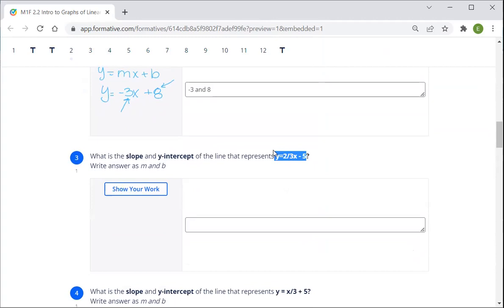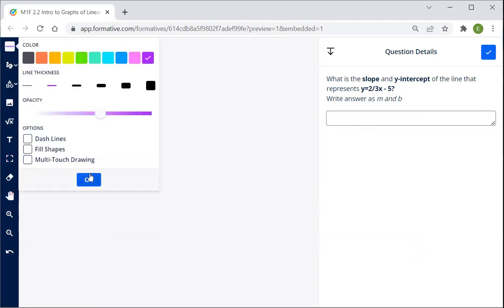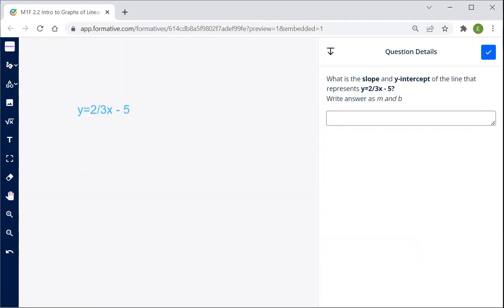The next one we have here, we can see that the m value is this whole fraction. It's always the number in front of that x. So 2/3, and the b value, make sure you take the sign with it, is negative 5.